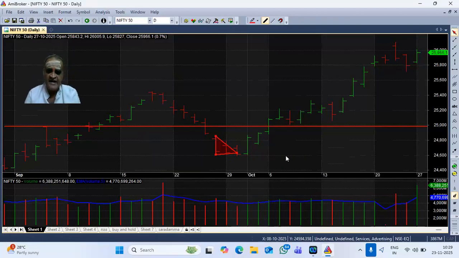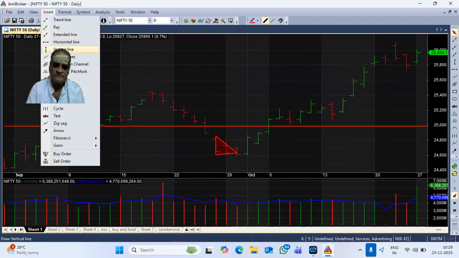Now you can see it formed a triangle formation. Triangles always indicate trend reversal, or if you wanted to expand, you can expand this from this level also. Let us try to put one triangle here.